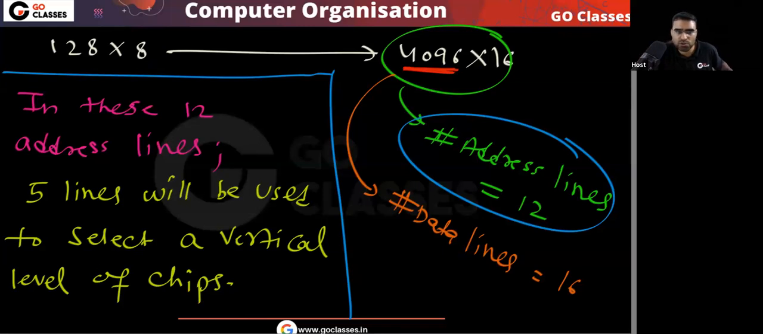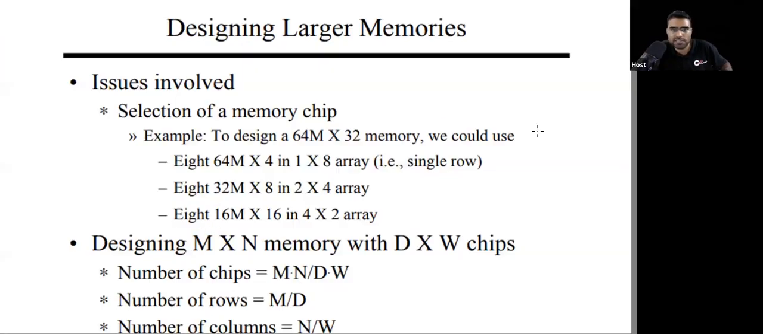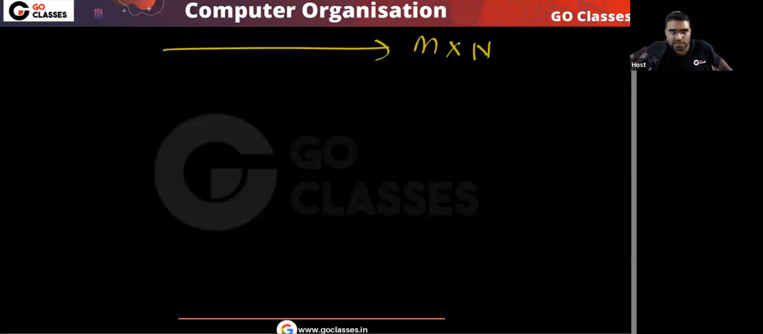Whatever they ask you, you can solve it. So read this. This is the complete summary. These are the formulas. This is a nice summary: if you want to design M by N from D by W chips, then tell me how many chips will be needed?